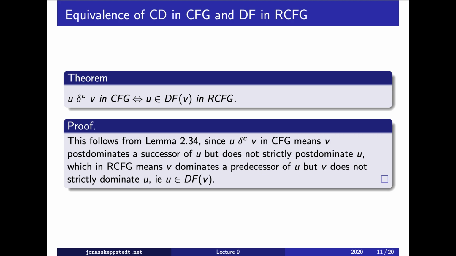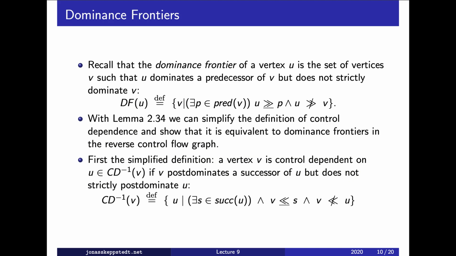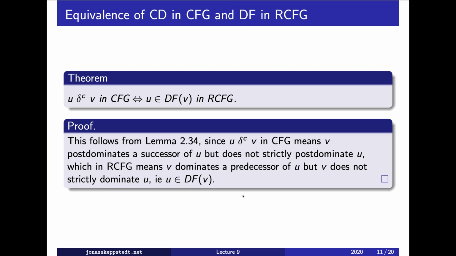We can prove this: if V is control dependent on U in the control flow graph, then it means that U belongs to the dominance frontier of V in the reverse control flow graph. And why is that true? Well, it follows directly from this lemma and the definition here. Since if V is control dependent on U, it means that it post-dominates a successor of U but does not strictly post-dominate U, which is exactly the same as U belonging to the dominance frontier of V in the reverse control flow graph.